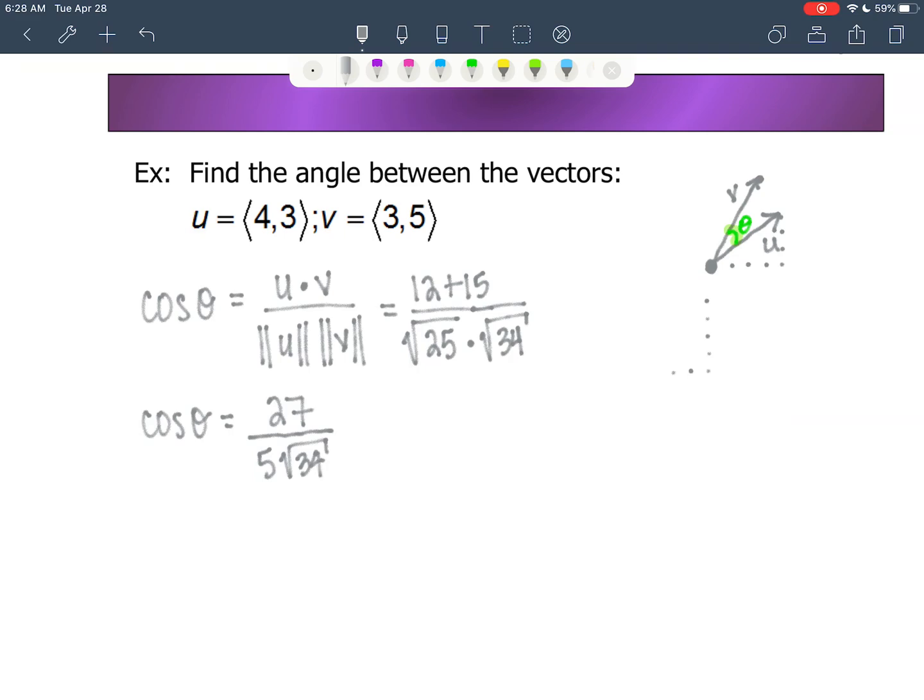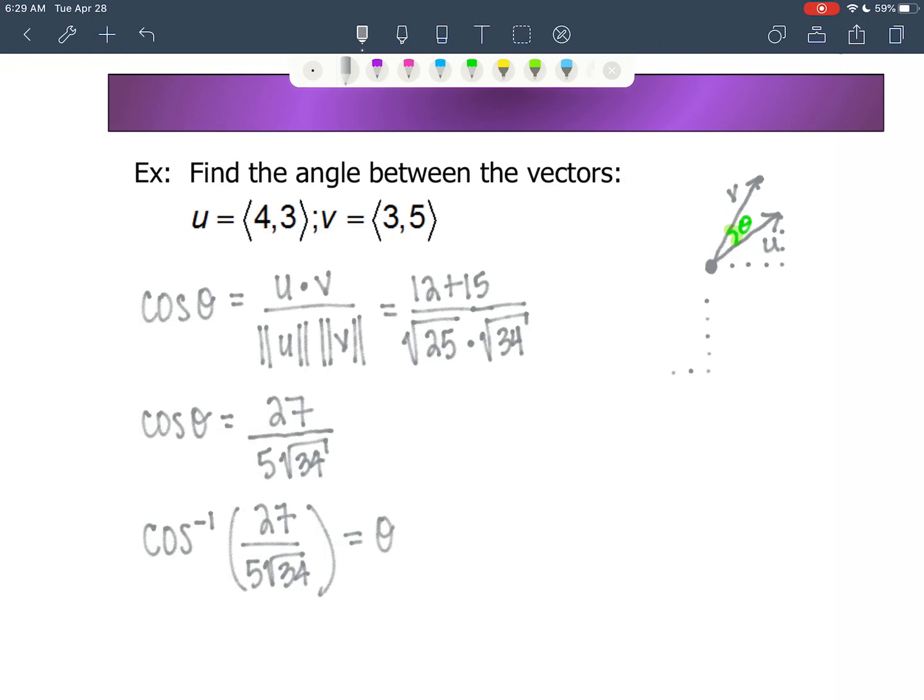I'm not going to simplify it any more than that because I don't want to make a mistake in my addition, in my division, in breaking down radicals. I don't even want to go there. So I'm going to be putting this into my calculator anyway. The inverse cosine of this ratio is going to equal my angle theta.